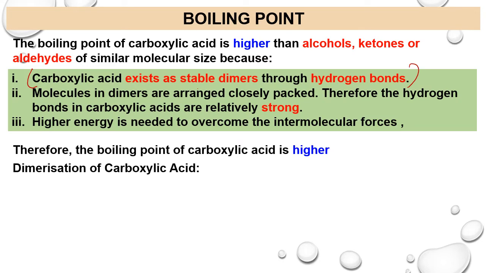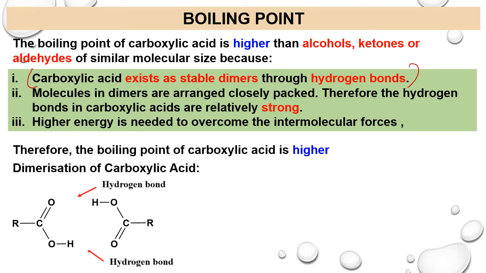Macam mana bentuk dimerization of carboxylic acid? So dekat sini, we have two carboxylic acid. So this is the carboxyl group, C double bond O, OH. So dekat sini nanti yang akan terhasilnya awak punya hydrogen bond. So we will have two hydrogen bonds. Kenapa kita panggil dia dimer?